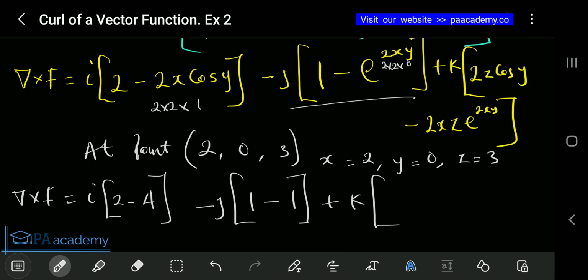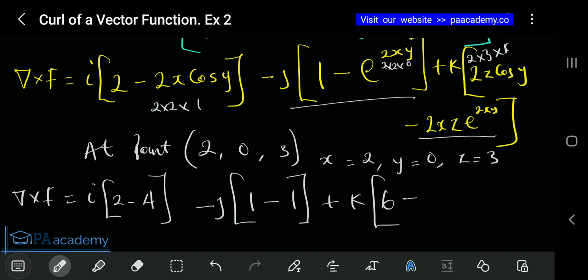So let's do the one for k. For k we have 2z cos y. So that's 2 times our z, which is 3, times cos y. That will be cos 0. I think we've checked it earlier: cos 0 gives us 1. So that will be times 1. We have 2 times 3 times 1, that's 6.